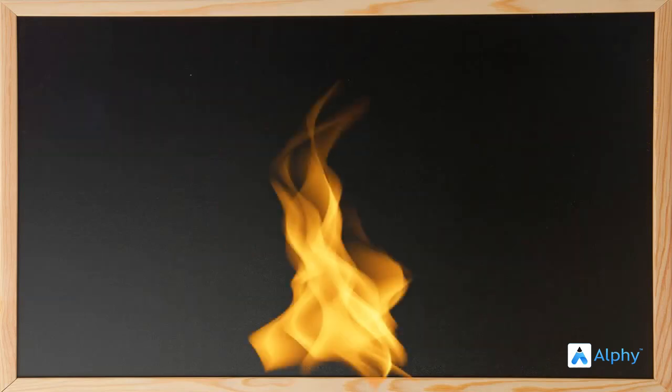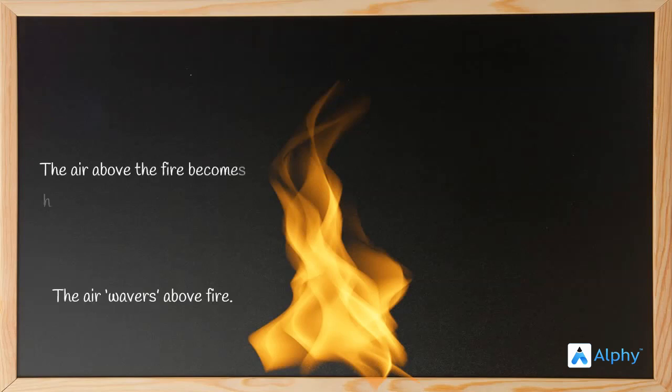Assume there is a bonfire. If you stare at the fire, you will notice that the air above it acts odd. The air wavers above the fire. How is that possible? It is due to the atmospheric refraction. Let's understand this process step by step. The air above the fire becomes hotter than the air further up. This is obvious. The closer something is to fire, the hotter it will be.